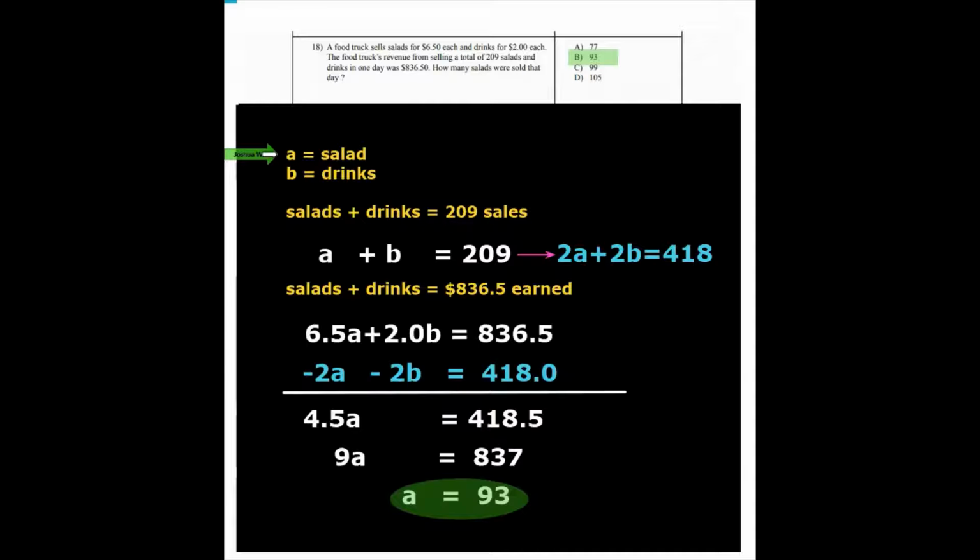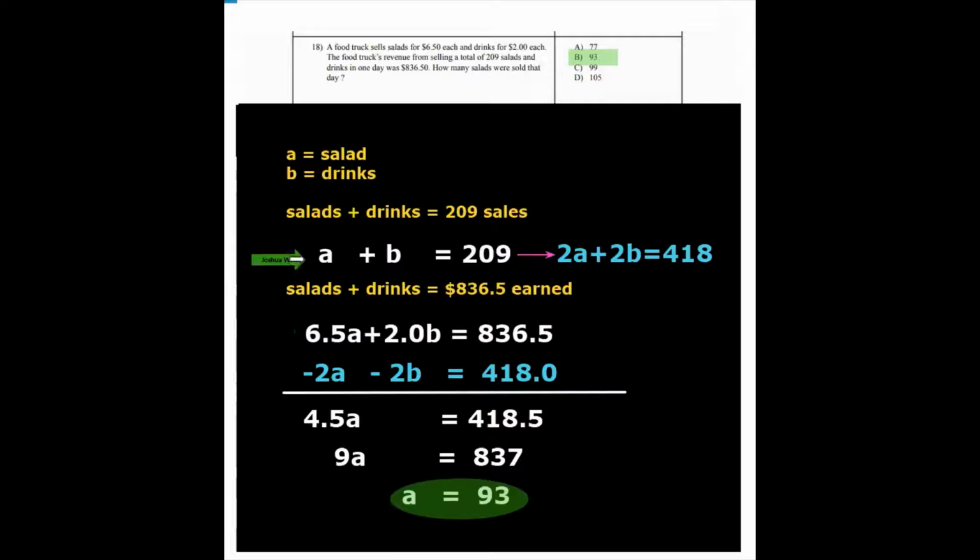So if we code it with A being a salad sale and B being a drink sale, we know from the second sentence that salads and drinks were 209 sales total. So we write down A plus B equals 209. The second equation we can write is that the sales of the $6.50 salad plus the $2 drinks earned this food truck $836.50. We write down 6.5A plus 2B equals 836.5.